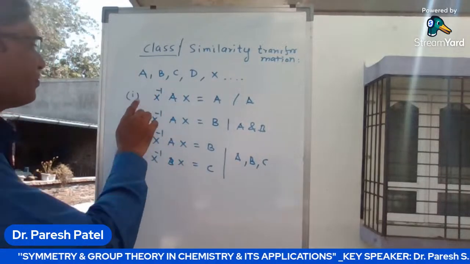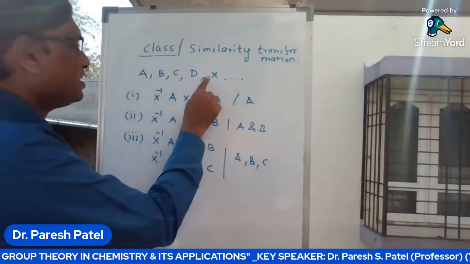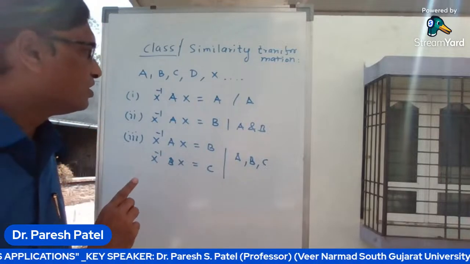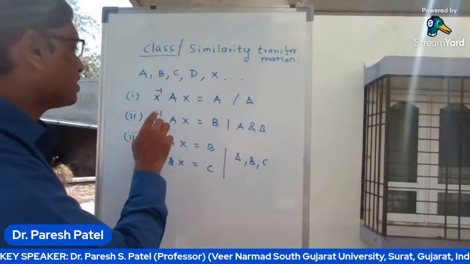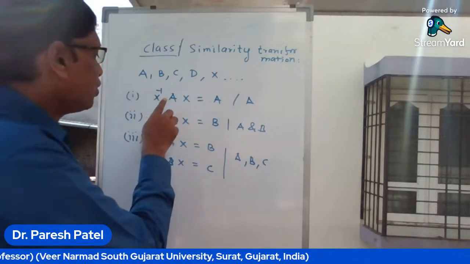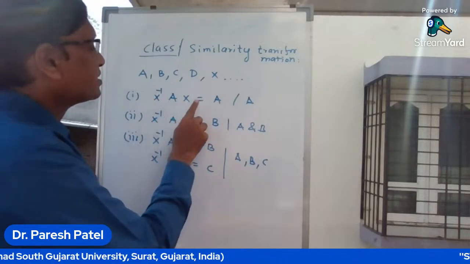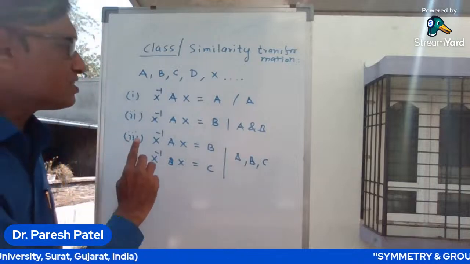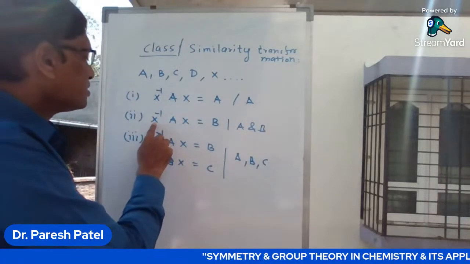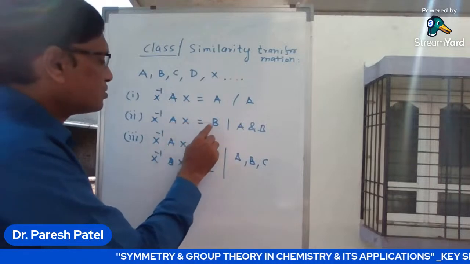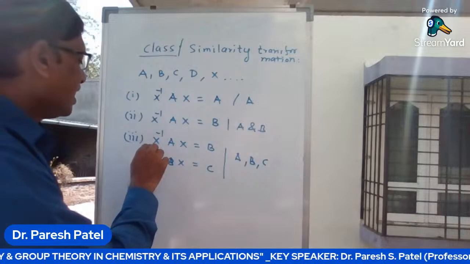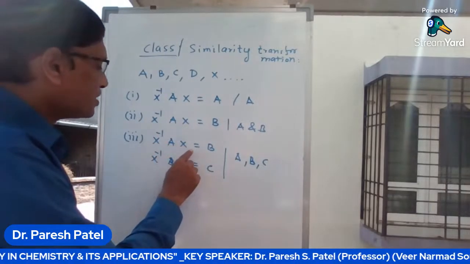So A, B, C, D, X are the different symmetry elements of a particular group. Now, if you go for the symmetry operation X inverse, which is the inverse symmetry operation of X, into A and X is equal to A, it means A is conjugate to itself to form an individual class. Second one, X inverse A X is equal to B. It means A and B are conjugate to each other to form a combined class. And third one, X inverse A X is equal to B.